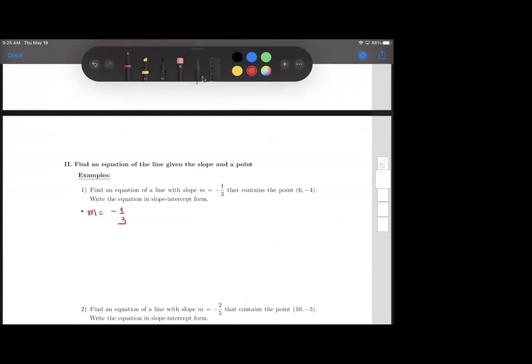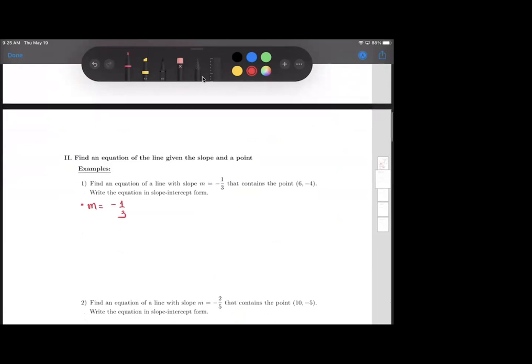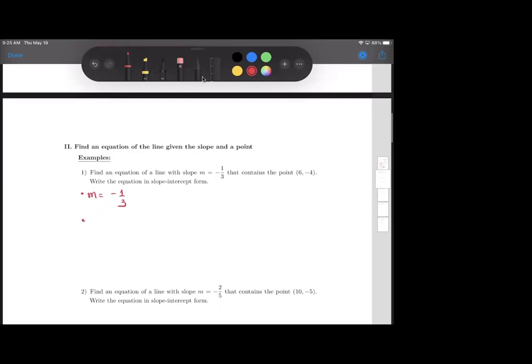-1/3. But I don't have b, so I have to use that form. But I have a point, so I can use that form, right? So let's use point slope form. So a point is 6, -4.